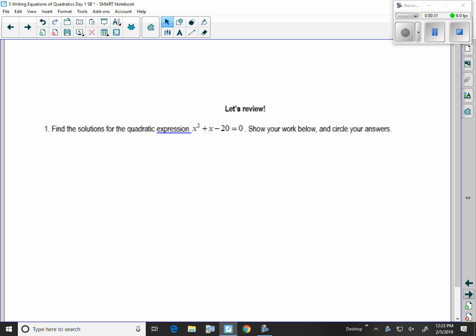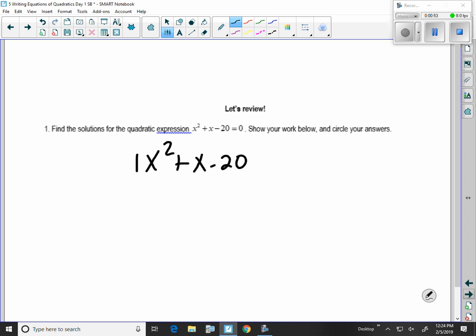All right, so let's review. Find the solutions. Now, if we want to find the solutions, are we finding the parentheses or are we finding the x equals? X equals. Yes, okay. So it says find the solutions. What's our first step? Label A, B, and C and split the middle. So we're going to split the middle with our x squared plus x minus 20. I will do 1 times negative 20, which is negative 20.